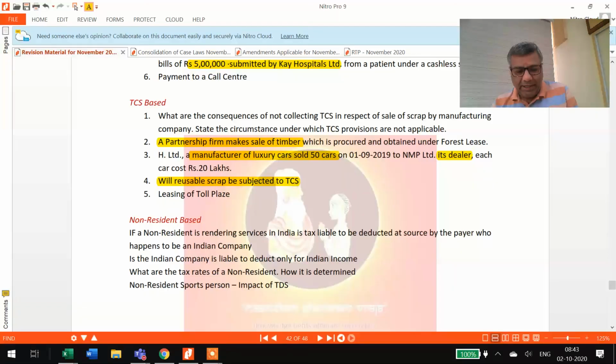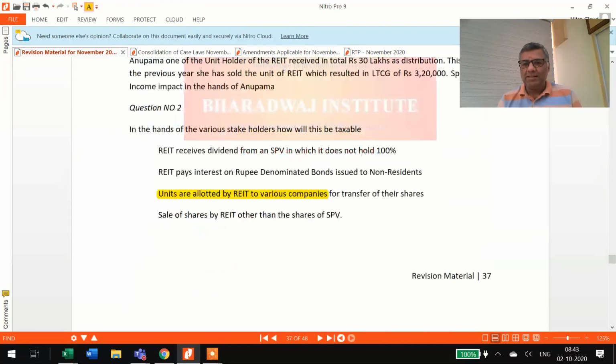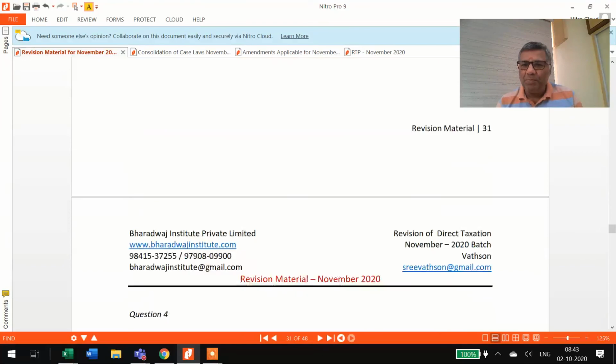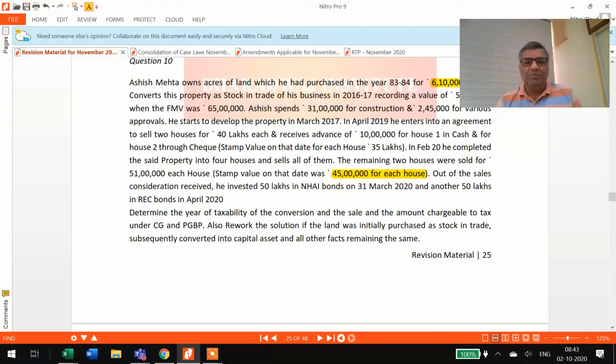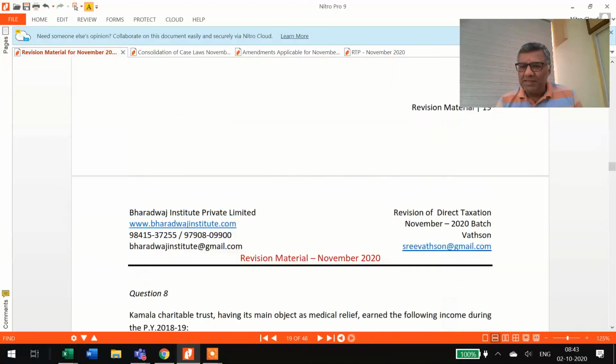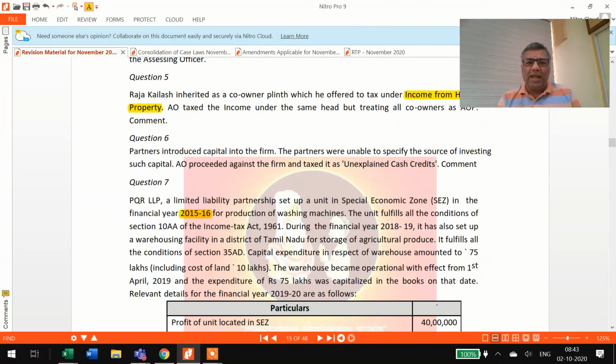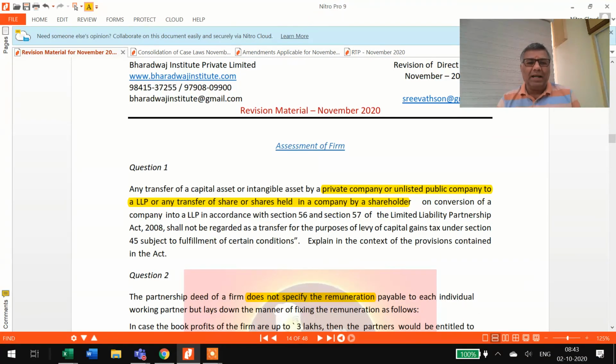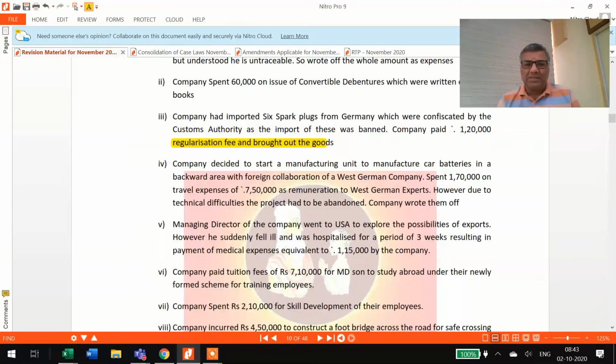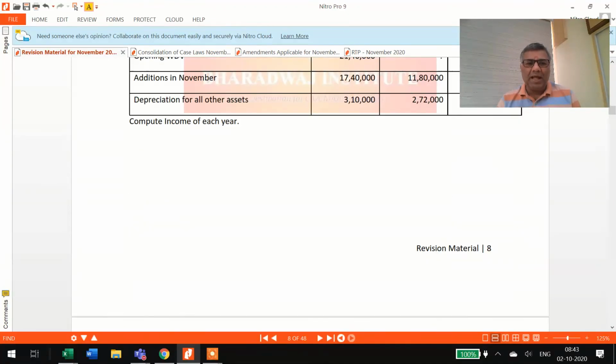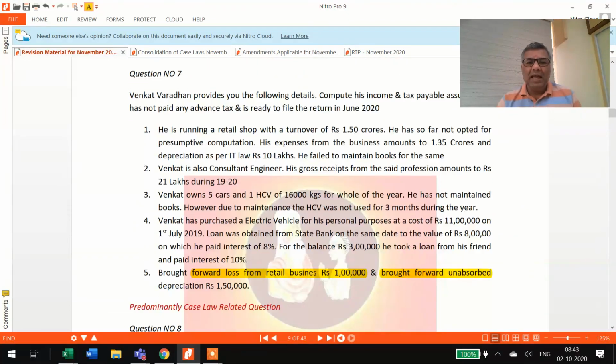Now I need to answer one question which I have omitted to answer, but I will take this opportunity to complete that question. In the first day PGBP, we did a question of 44ADA and 44AE. But we did not do the tax computation in that question. We did all the other aspects, presumptive taxation. They have asked, the assessee has not paid any advance tax and is ready to file in June 2020. What is the tax payable? If I remember right, I forgot to compute the tax payable.